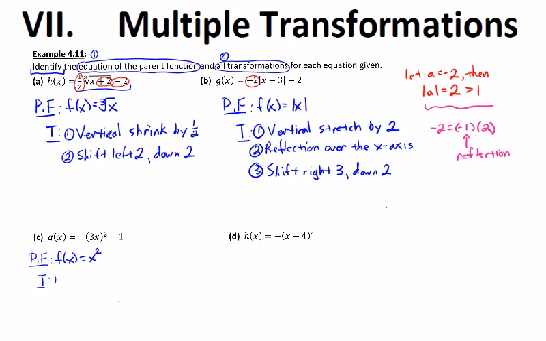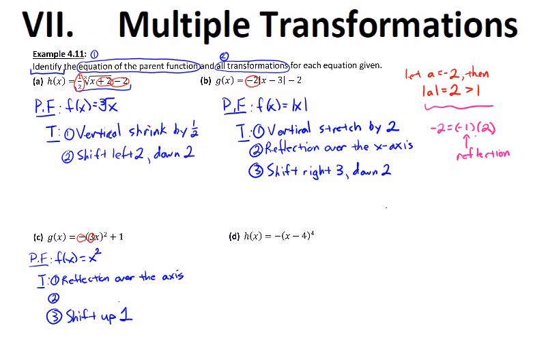We are going to list these transformations in 3 steps. Lowest priority is the shift, and there is only one shift here. There is a shift up by 1. There is a -1 multiplier. That is going to give me a reflection over the x-axis, just like it did on part B. And then there is also a multiplier of 3.